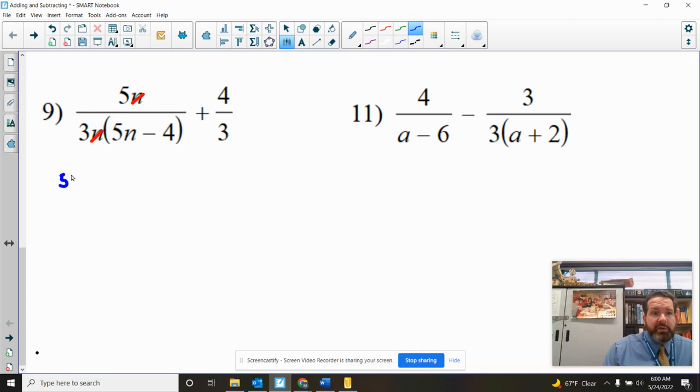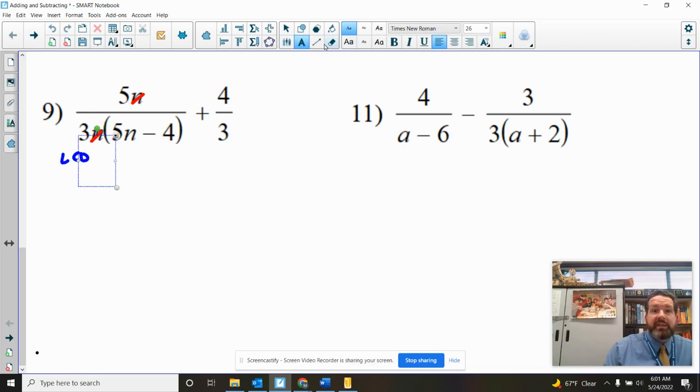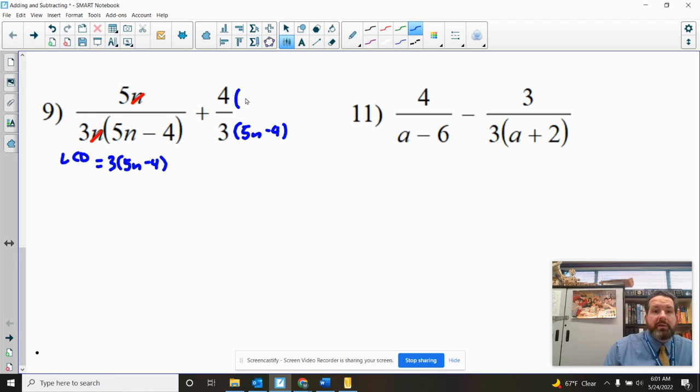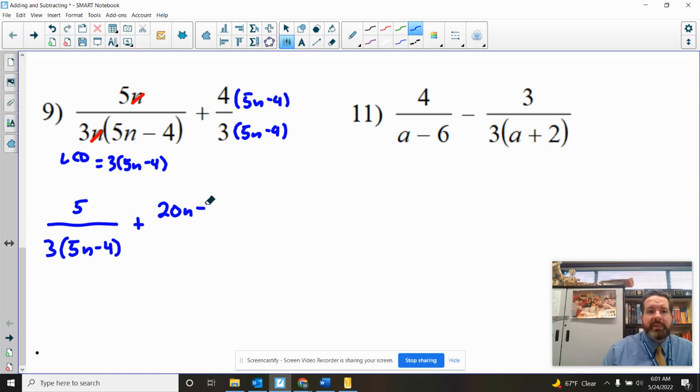If we then do this work, it doesn't change anything. Our LCD looks pretty much the same, except it's not going to have that factor of n in it. So it'll just have the 3 and the 5n minus 4. All right, that's going to work out a little nicer. Just keeps things smaller. We won't have that factor of n floating around. So what we have, first fraction doesn't need to change. It is still just 5/3, parentheses 5n minus 4. Here, distribute the 4, 20n minus 16 over this same common denominator.